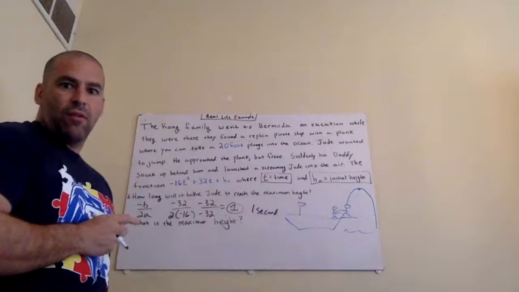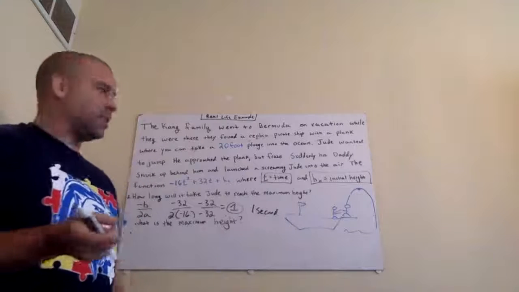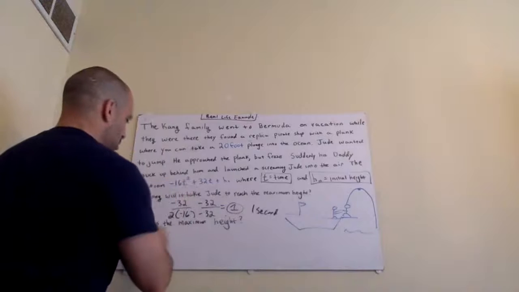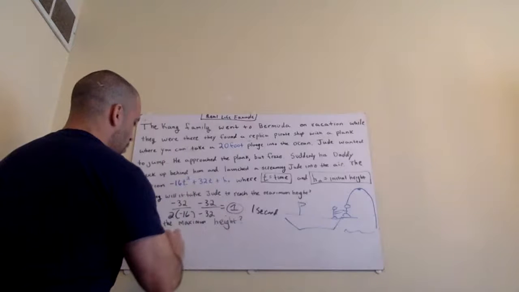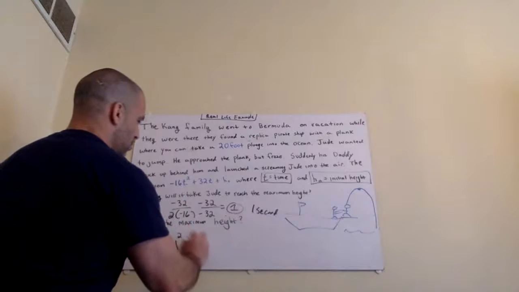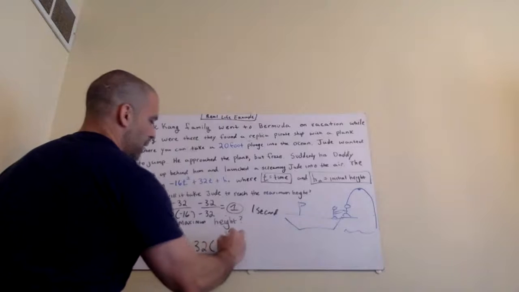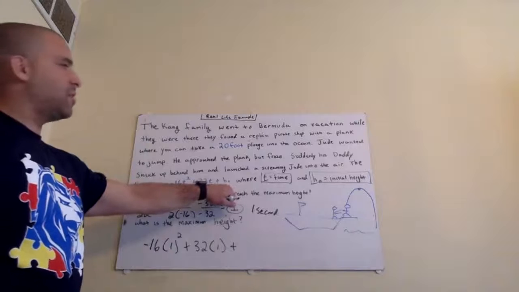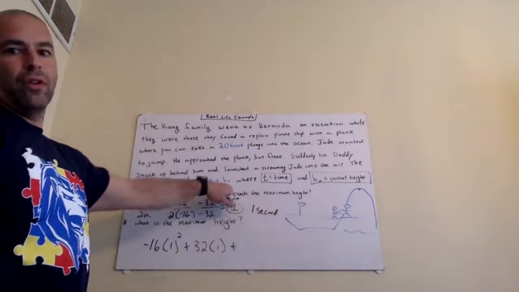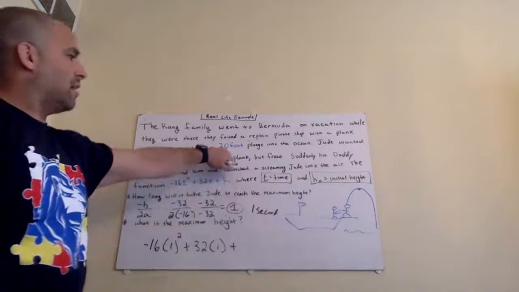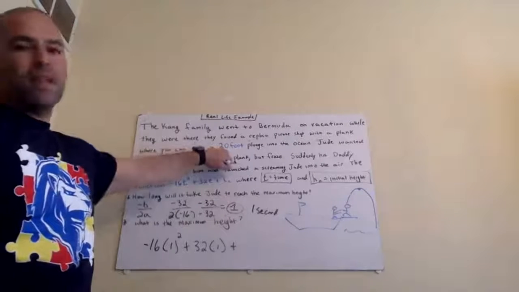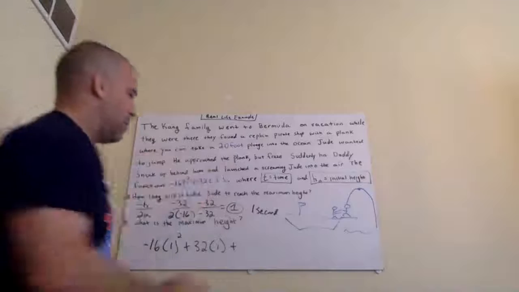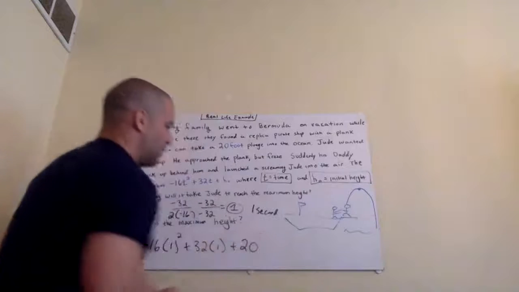Just like when you found the vertex in the previous example, you're going to take this number and plug it into this equation. So it's going to be negative 16 times 1 squared, plus 32 times 1 plus, now what number goes here? Well, that represents the initial height. And if you look in the problem, it says that this pirate ship is 20 feet in the air. So that's where Jude is standing when he's thrown off the diving board. That's what you replace over here in the equation.